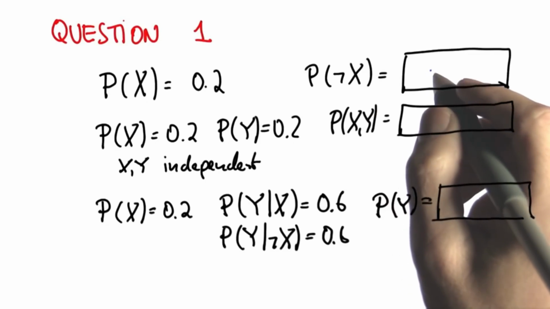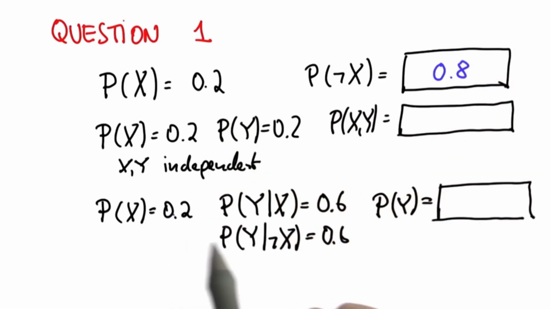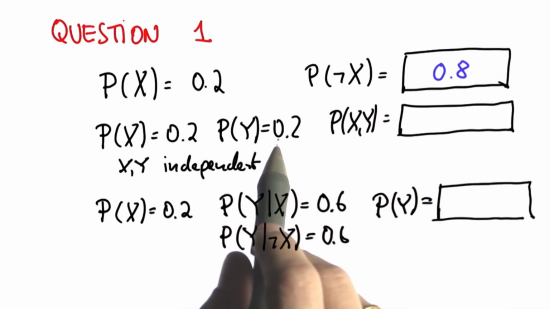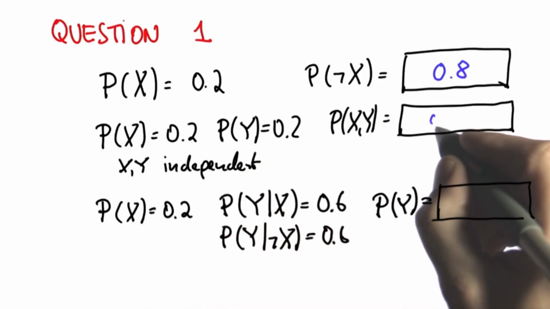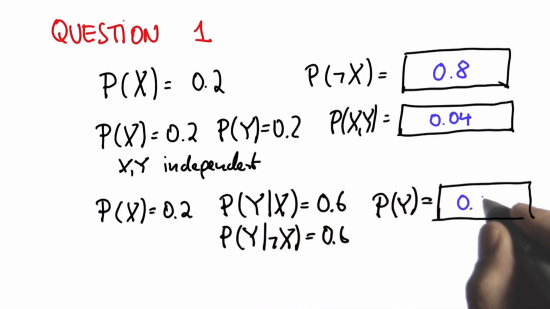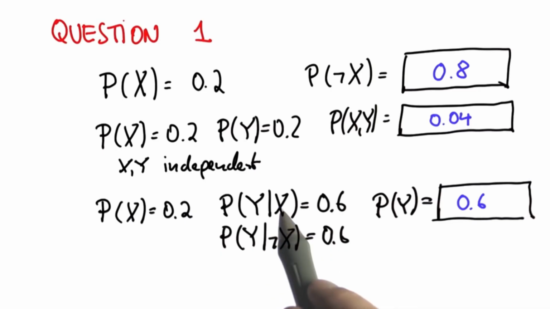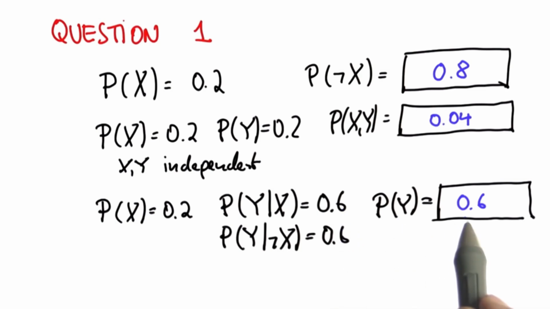The correct answer in the first case is 0.8. This is just 1 minus 0.2. If x and y are independent, then we just take the product of those two things, which is 0.04. And in the last case, it turns out x and y are independent, but just by coincidence, because the probability of y is independent of what x says, and therefore the outcome will just be 0.6. Put differently, no matter what value x assumes, whether it's x or not x, y is always 0.6 probability, so it must be that p of y is 0.6.